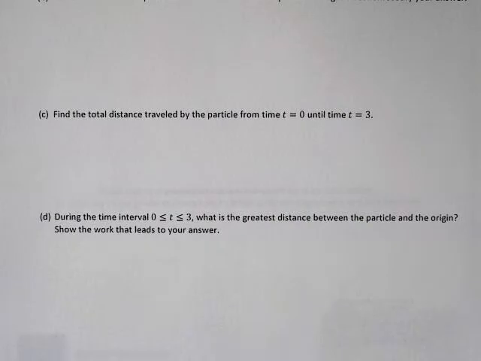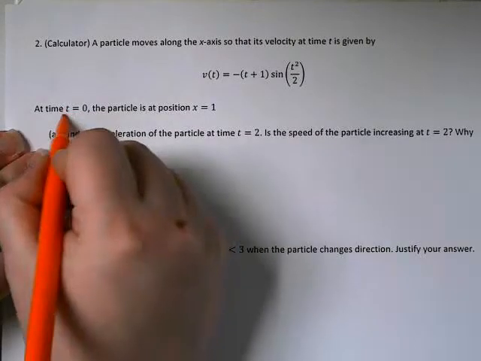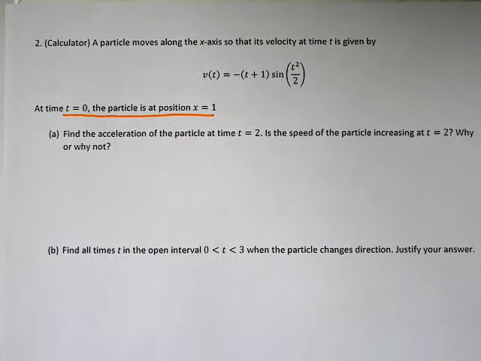Okay, moving on. We've got one more example, and you're going to need your calculator for this because this is a calculator question. So if you don't have your calculator, you're going to want to grab it. So a particle moves along the x-axis. They give us the velocity function here. At time t equals 0, the position of the particle is x equals 1. So that's our initial position there.